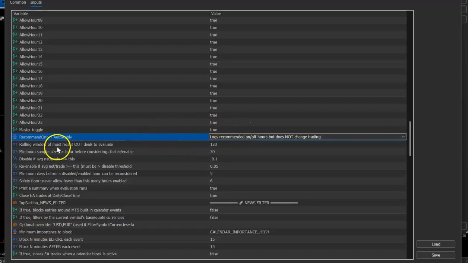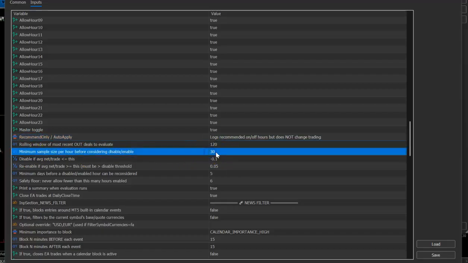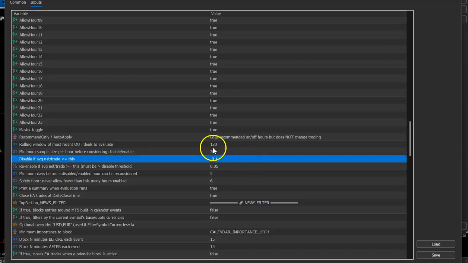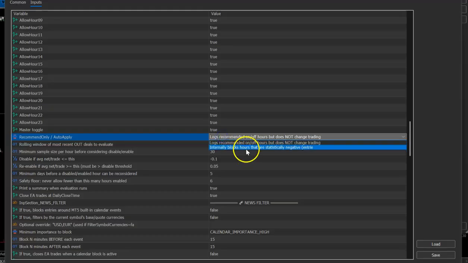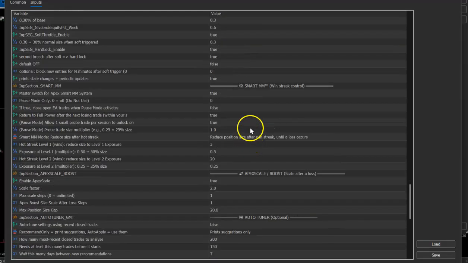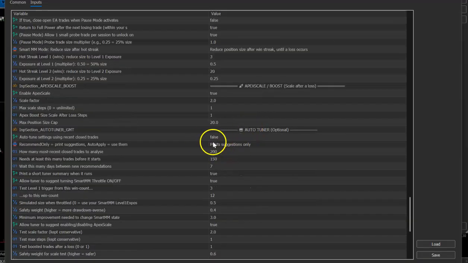So after it's got enough trades per trading hour, it will start it. So in this, I like to set it at 30. So once it's got enough data, you just switch to internally block hours that are statistically negative. So you just select that, and that automates the hourly process. And after a while, once you've got experience, you can start auto tuning the EA to scale your account. So that is the new features and inputs.